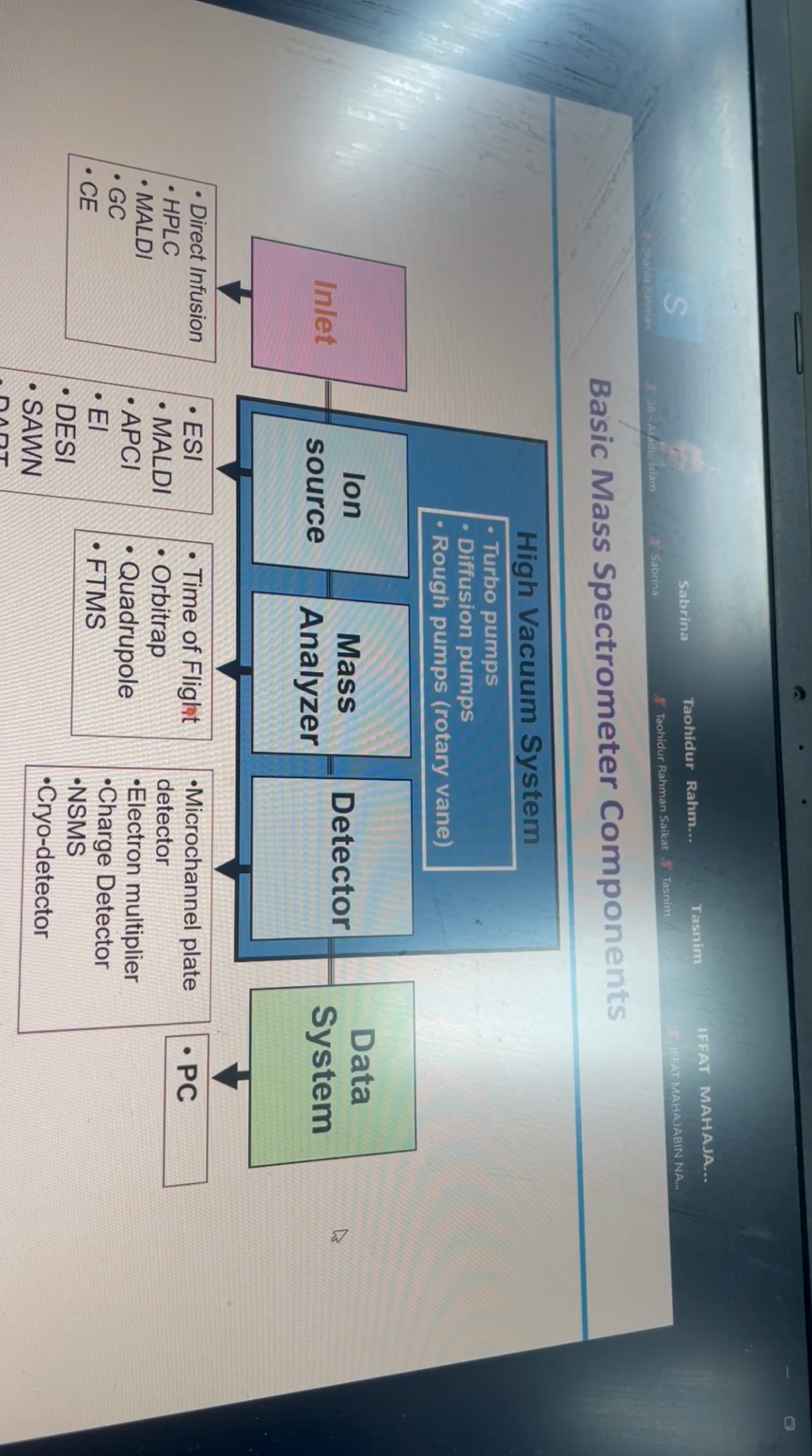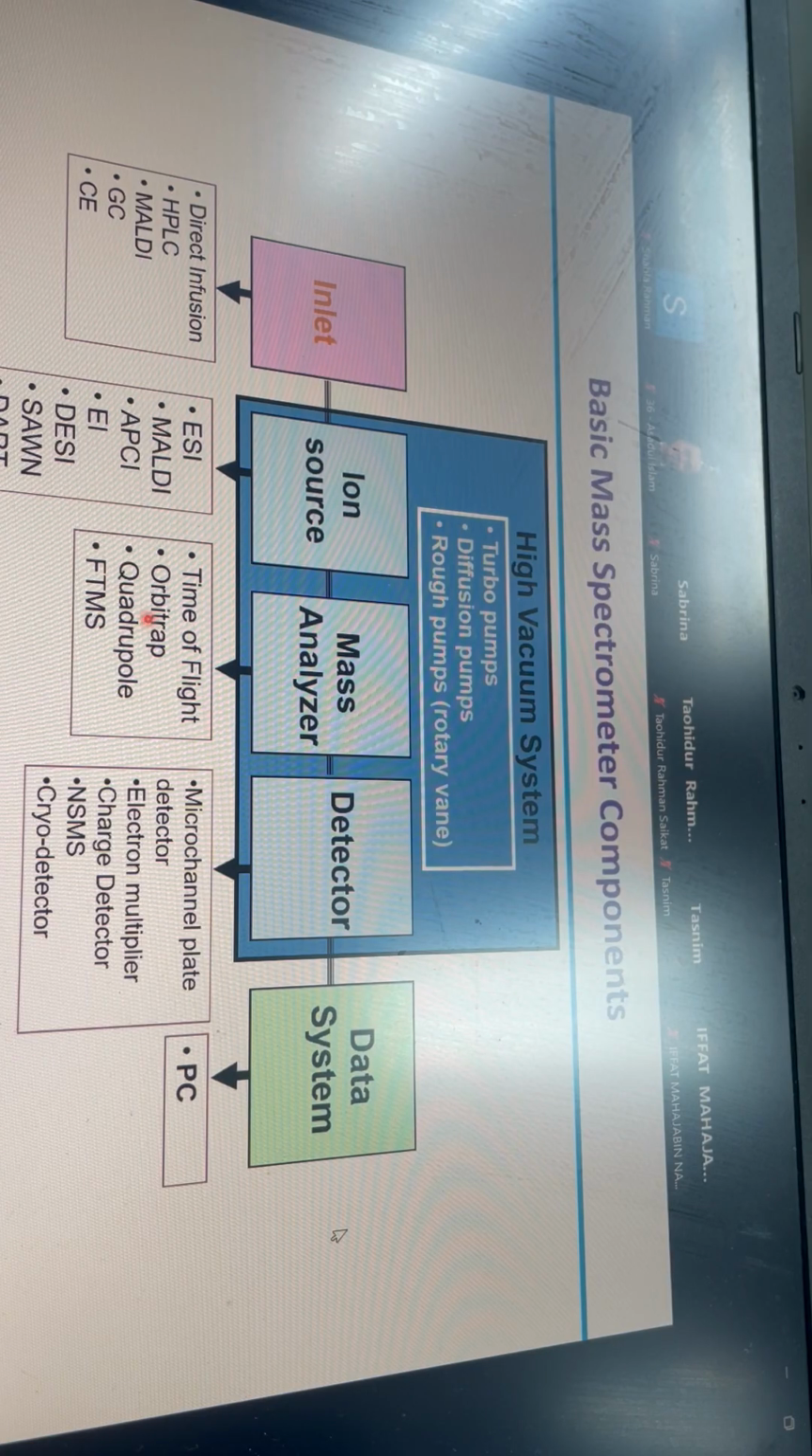Okay. So you can also use Orbitrap. You have ions and you rotate them around the electrode, and then you calculate their angular velocity. So the smaller ion will have a higher angular velocity, but the heavier ion will have a lower angular velocity. From that angular velocity, you can measure the mass. Then you have quadrupole and Fourier transform mass spec. These are the different types of mass analyzer.